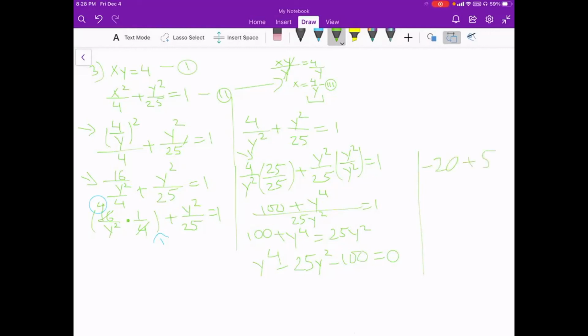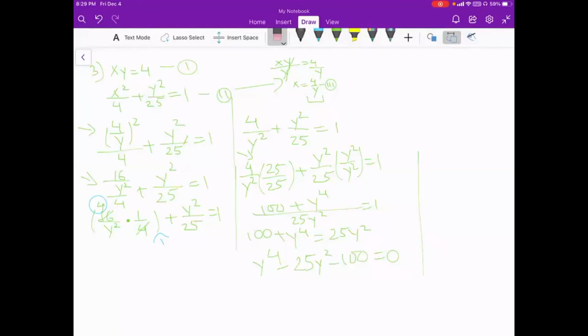Right? Because the two numbers that will add to negative 25 and will also multiply to negative 100 are negative 20 and minus 5, because negative 20 minus 5 gives you negative 25, and negative 20 times negative 5 gives you negative 100, right? I am so sorry, that should have been positive 100, right?